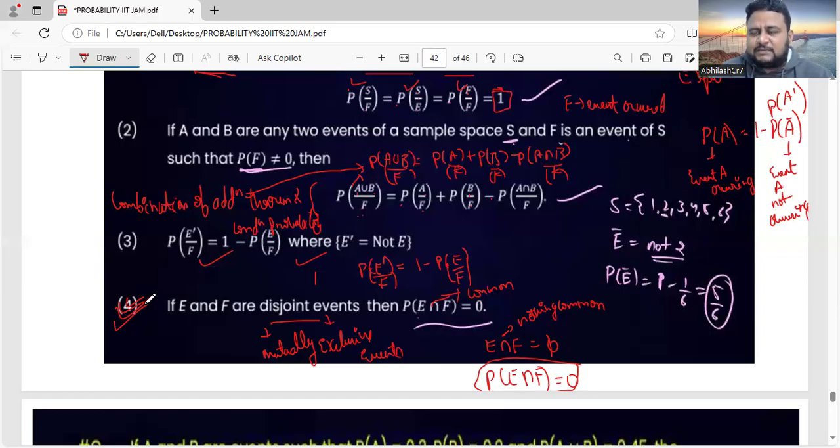In the upcoming class, we'll be solving PYQs based on conditional probability and its properties.